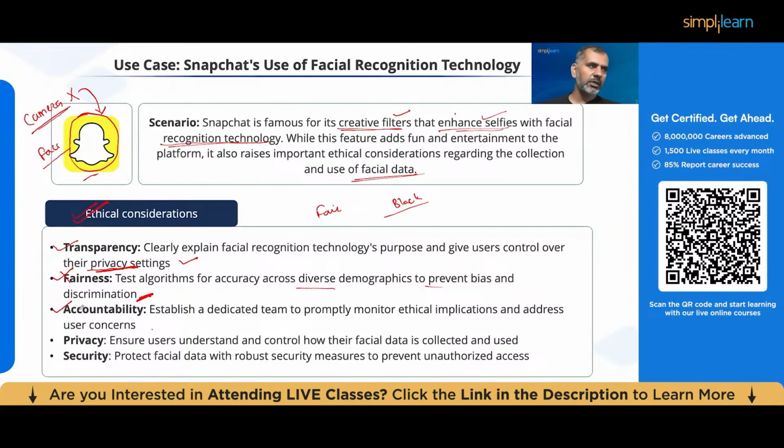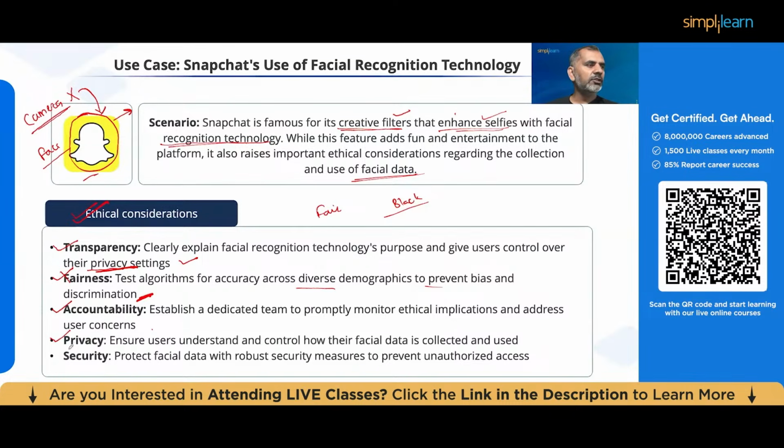Talking about privacy, it is a very standard that users understand and control how their facial data is collected and used. Whenever this application is collecting any user facial data, the user should be very well aware of how the data is being collected and how it is being used. Whether it should only be used for some facial enhancement, some selfie enhancement, or that particular data can be used for other purposes. Maybe down the line, because Snapchat is going to have the data of millions of faces, it can be used to train other models. That should be very clearly defined to the end user.